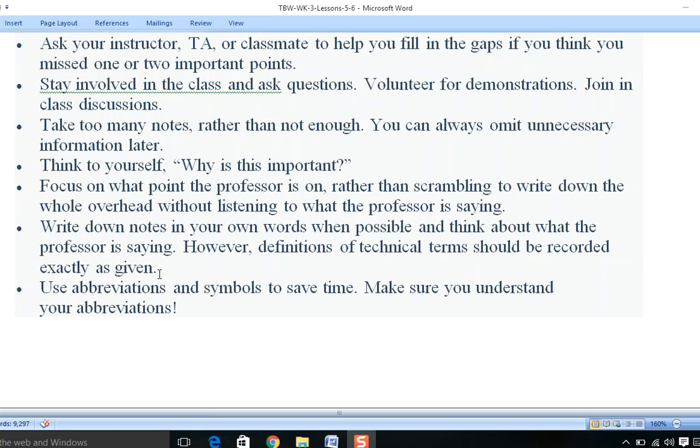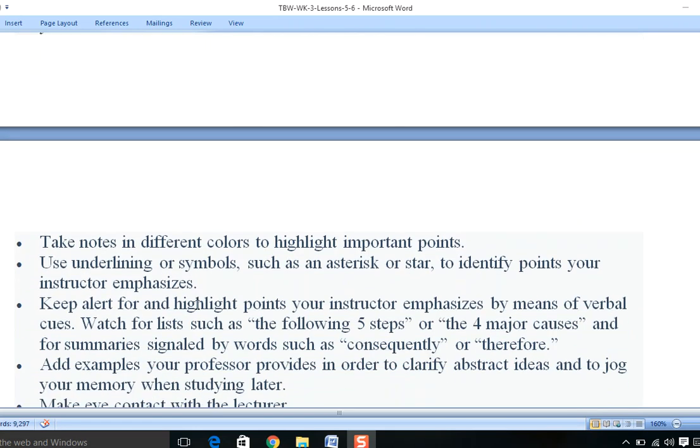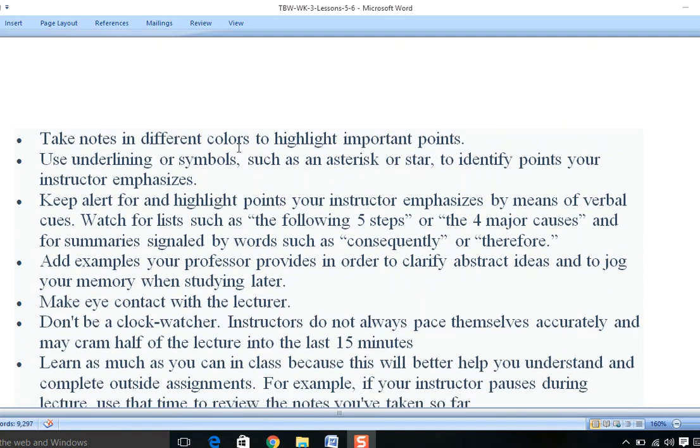Fine. Use abbreviations and symbols to save time. Make sure you understand your abbreviations. Everybody has their own style of abbreviations, so you can use that. Take notes in different colors to highlight important points. You must have different colors, colored pencils, to highlight the important points.